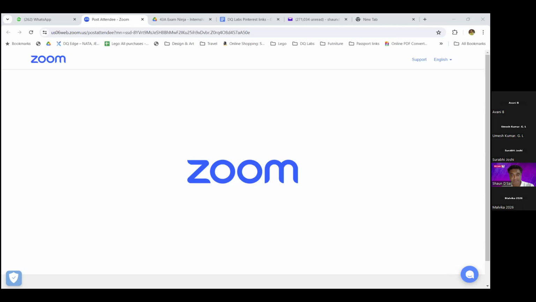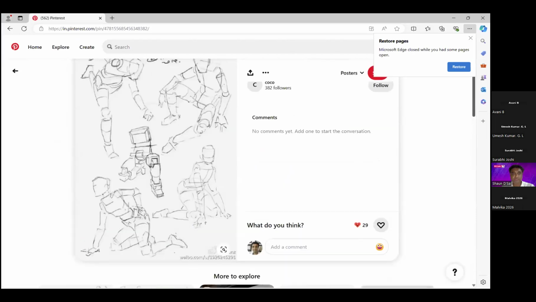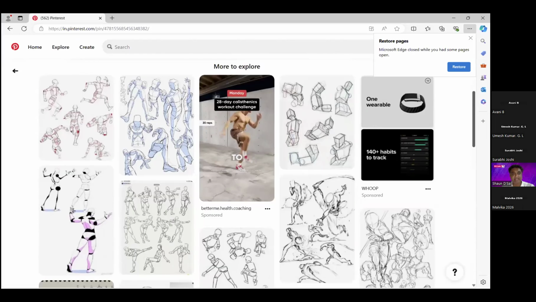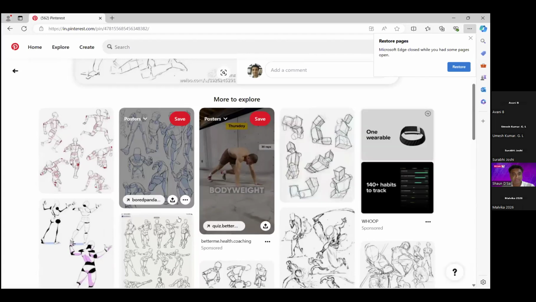We are seeing your Zoom screen. Zoom. Okay. I will share. Hold on. Okay, can you see the Pinterest screen now that I'm sharing? Okay. So can you see here simple mannequin sketches, simple sketches, right? So this is what you need to master first.